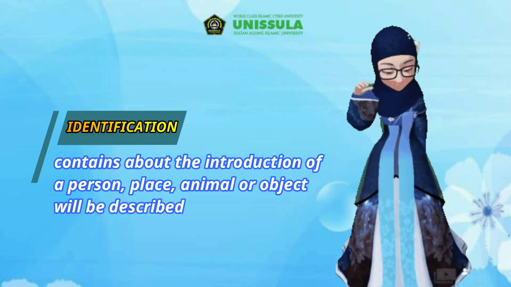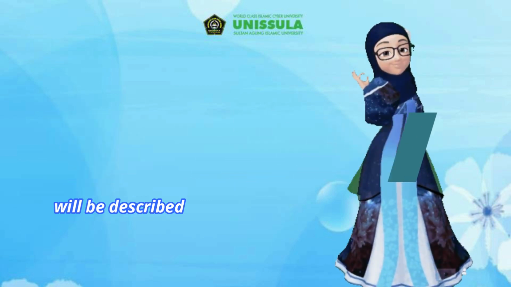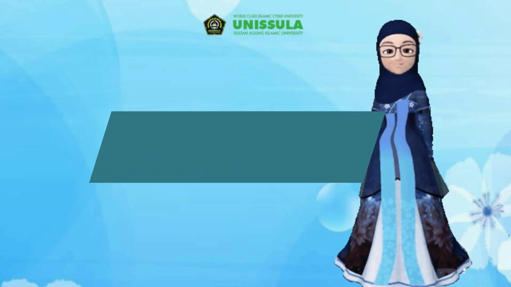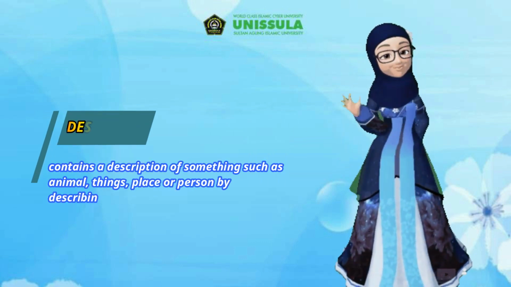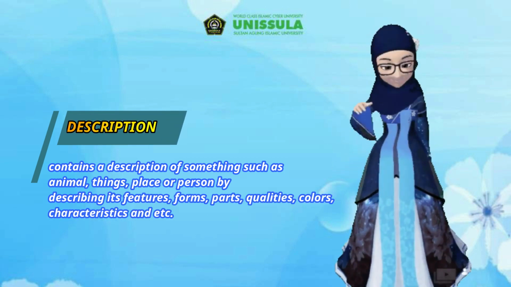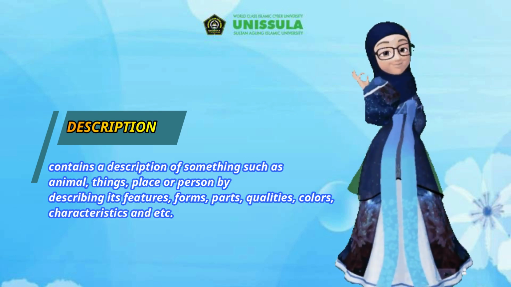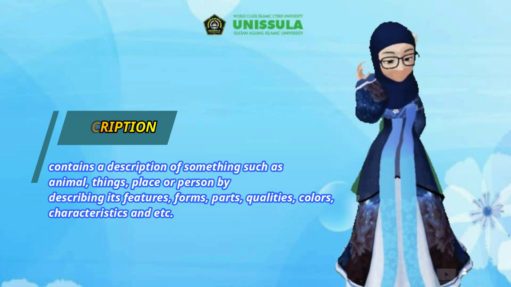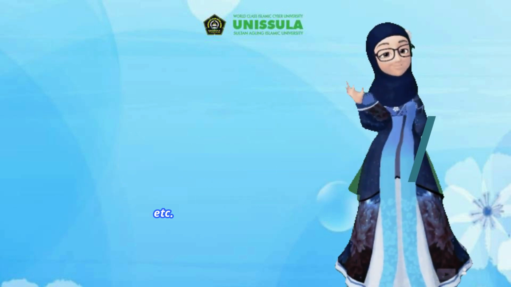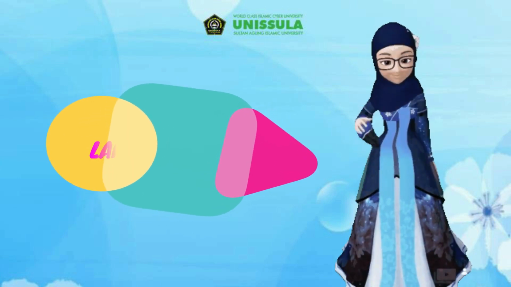Identification contains the introduction of a person, place, animal, or object that will be described. And then description contains a description of something such as animal, thing, place, or a person by describing its features, forms, parts, qualities, colors, characteristics, and etc. Okay, that is about generic structure.